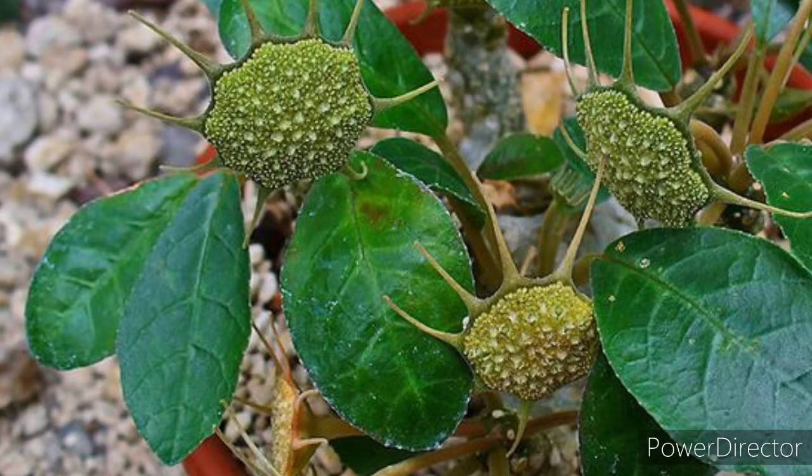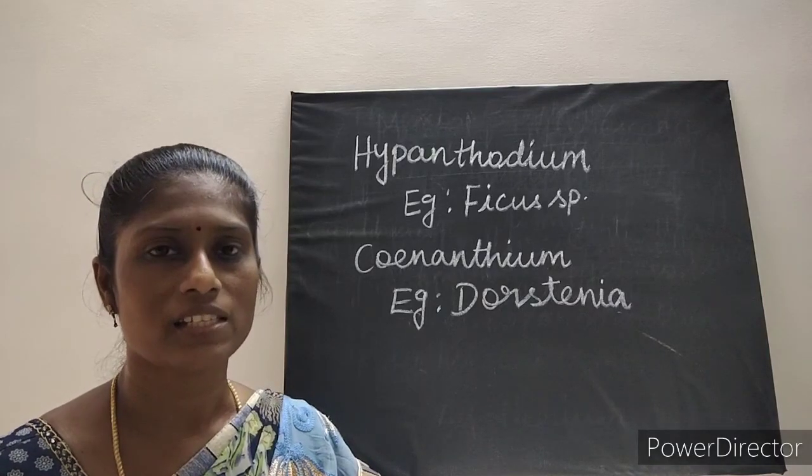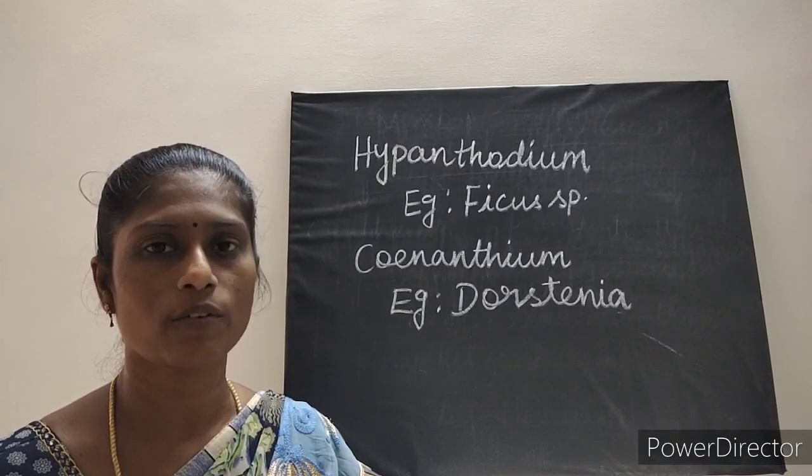Synconium, another type of special inflorescence. Example: Dorstenia. It is a circular, disc-like, fleshy open receptacle. Here the male flowers, that is staminate flowers, are present at the periphery, and the pistillate flowers are present at the center. Female flowers at the center, male flowers at the periphery. Example: Dorstenia.